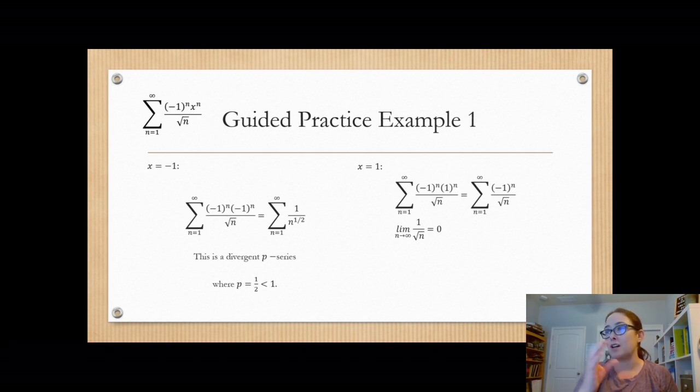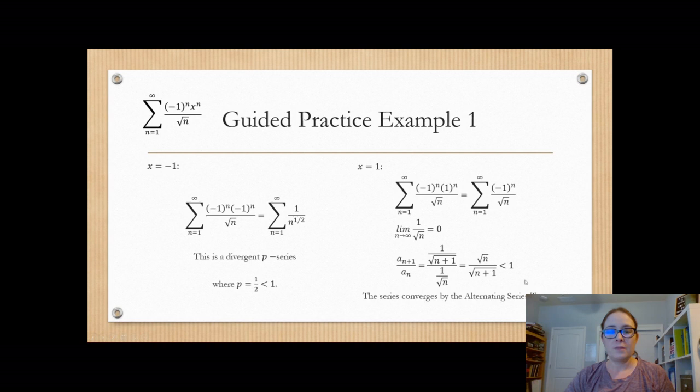And yes, I have a constant over something that's getting infinitely large, so that will approach 0. I also have to prove that the terms of the series are decreasing. So ratio of successive terms works great for that. So the n plus 1th term over the nth term, I simplify that, and yes, this is going to be a proper fraction. This will be less than 1, so it is decreasing as well, which means that this one converges by the alternating series test at x equals 1.